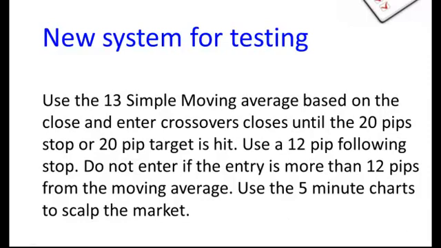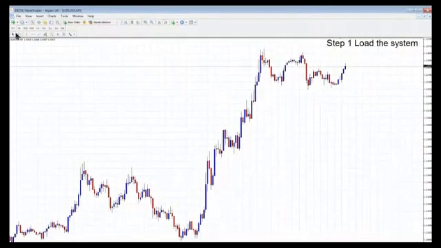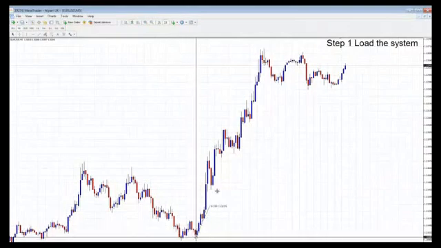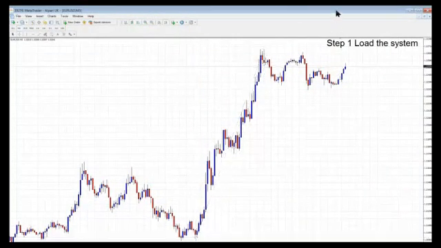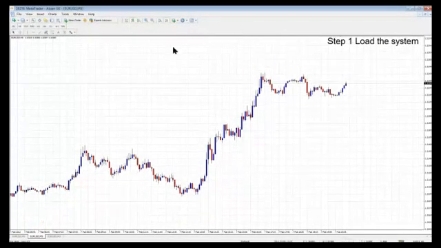Oh, I see there's been some really nice moves on the euro in the US session. Let's see, what does this trend look like? 170 pip trend, very unusual to get that kind of a trend in the market these days. So that was a really good trend in the US session. Okay, so essentially let's start the testing process.